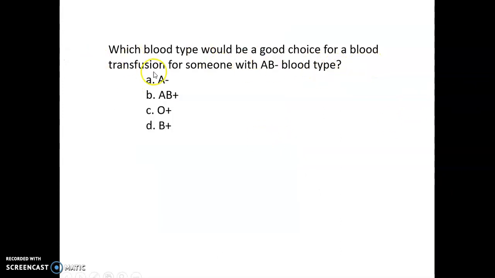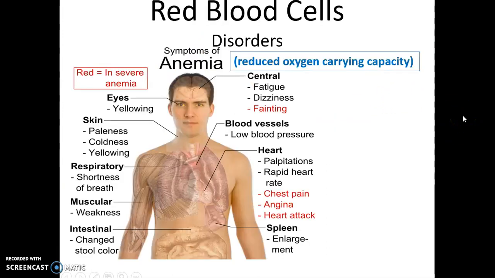Which blood type would be a good choice for a blood transfusion for someone with a B negative blood type? It would be A negative, the same or less. These all are positive. They would be a bad choice.